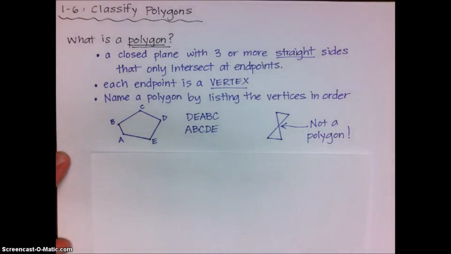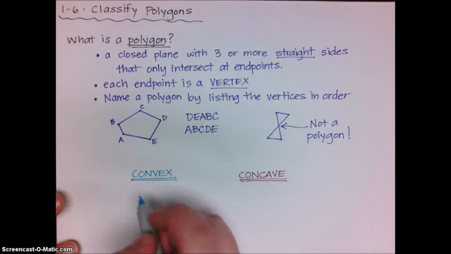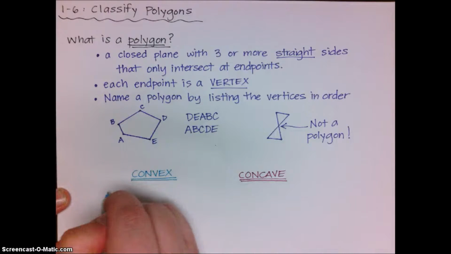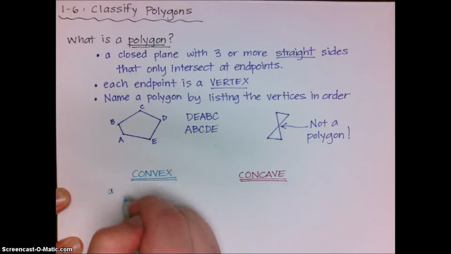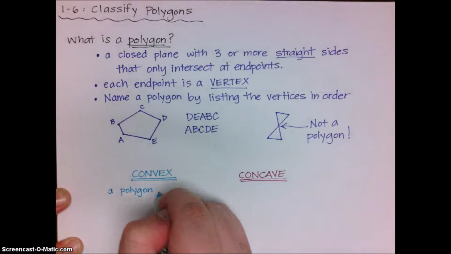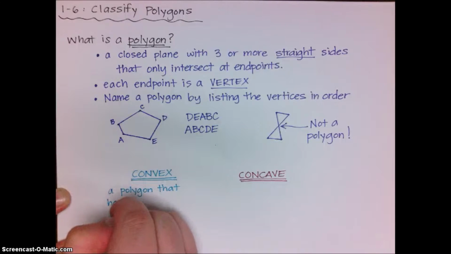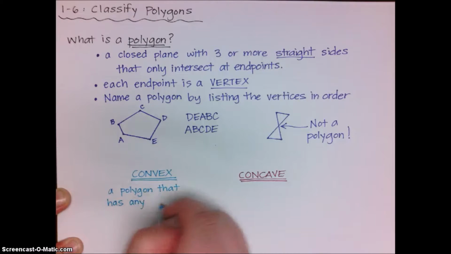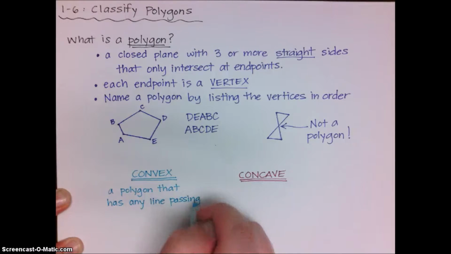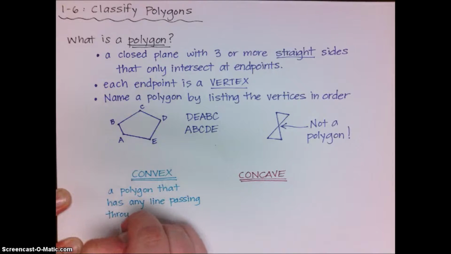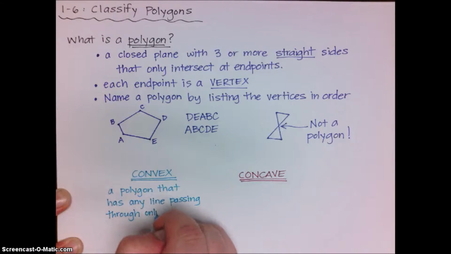There's 2 different types of polygons. You can have a convex polygon, or you can also have a concave polygon. So what a convex polygon is, is a polygon that has any line passing through only 2 sides.